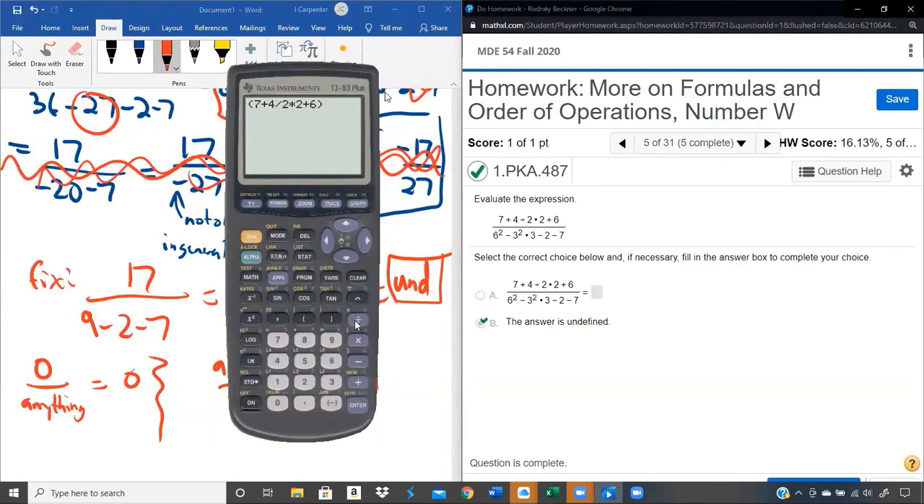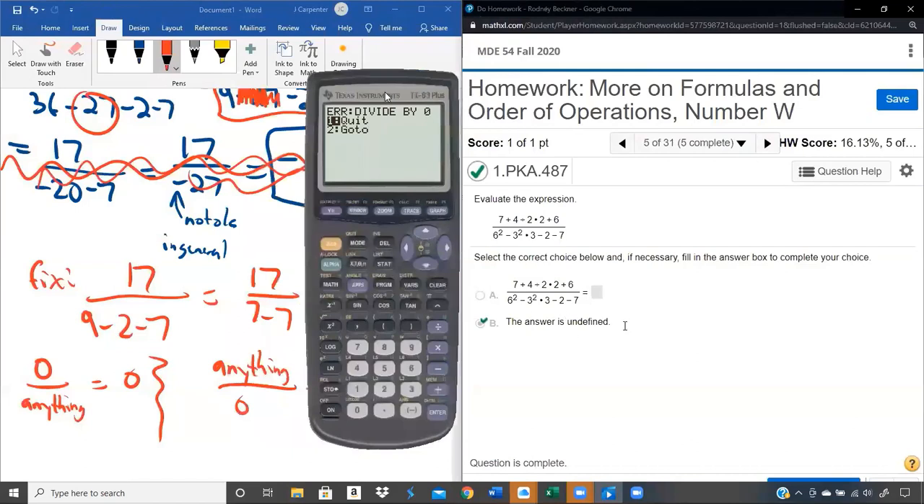Now the fraction bar, you have to do another division, so this is counting as that fraction bar. Fractions are divisions. Then to do the bottom, I have to know to open another parentheses. 6 squared minus 3 squared times 3 minus 2 minus 7. We close our parentheses, and we hit enter, and it says error, divide by 0. So error divide by 0 means it's undefined. They're telling you that that problem was going to divide by 0, which is why the answer is undefined.